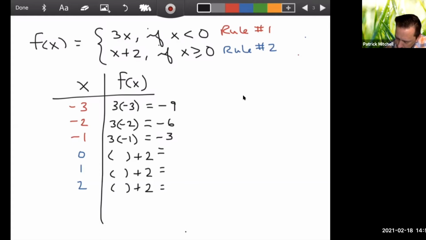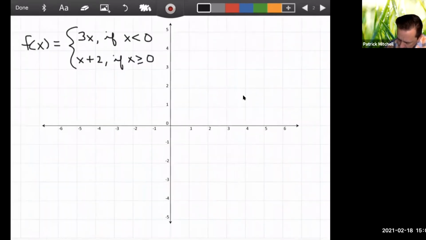Now I go over to rule 2. 0 plus 2 is 2. 1 plus 2 is 3. 2 plus 2 is 4. All right, so let's go ahead and plot those points. But I am going to come back to this table to show you one more thing. All right, now first of all, right off the bat, I'm going to have trouble with that -3, -9. So let's go to -2, -6, which is way at the bottom of the screen.